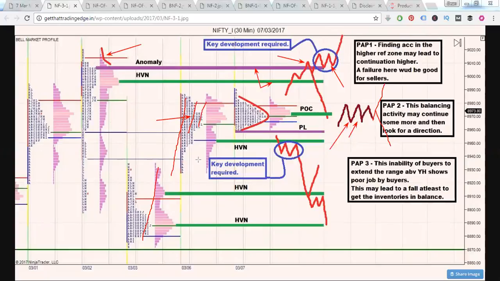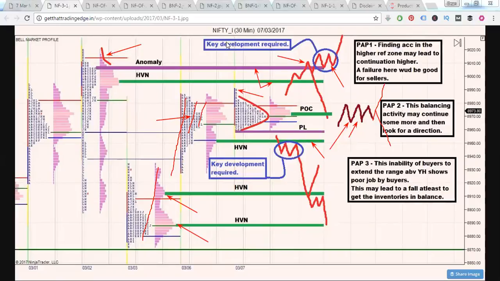Bulls, buyers have not done a good job at all today. They could not manage to take out the day's high. The range was very narrow, volume was extremely low, and all this points to very poor trade facilitation by the buyers. And in that case, if we open lower and start finding acceptance below this reference, this lower HVN from yesterday, then there is a possibility of testing this HVN and this HVN from the third.